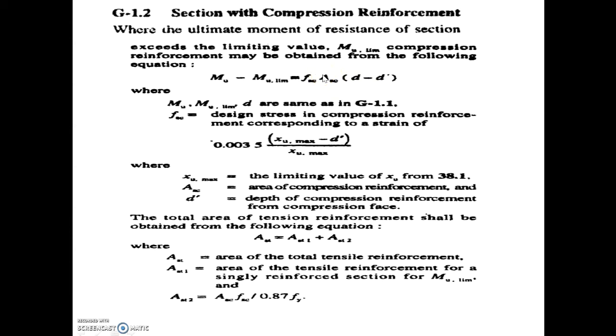After finding out the fsc value, substitute all the values in this equation, we will get area of steel in the compression zone. After getting that, we have to find out the Ast2 value by using this equation, Ast2 is equal to fsc into Asc divided by 0.87 fy. So Asc value we will get from the previous equation, and fsc value we already found out by using the epsilon sc value. Substitute all the values, we will get the Ast2 value. Then calculate the total Ast, that is Ast is equal to Ast1, which is from limiting moment of resistance, and Ast2. By using this equation, we will get the total area of steel in the tension zone.